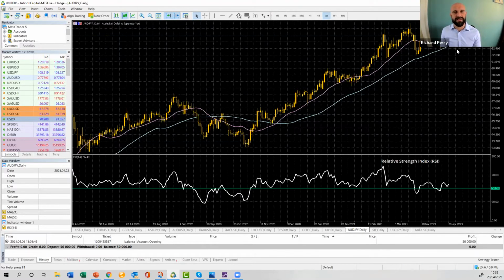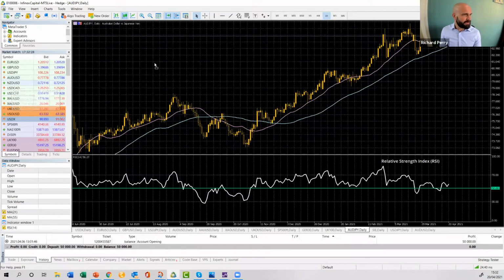And that for me is an indication that we are moving into more of a ranging phase on these markets, rather than the trending phase that we saw in late 2020 into Q1 21.